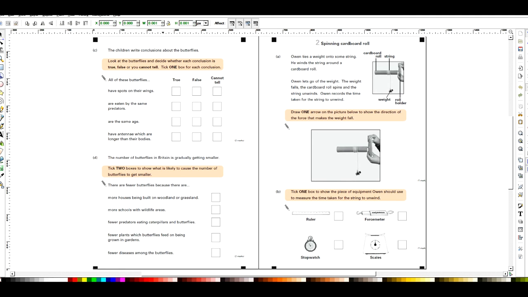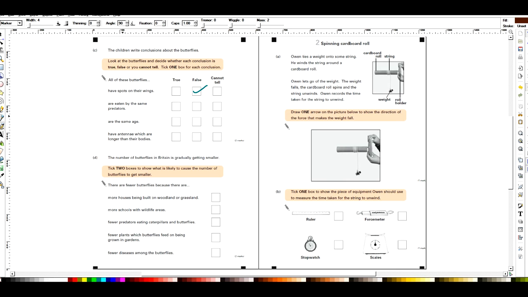So all of these butterflies have spots on their wings. By looking at the pictures, do they all have spots on the wings? No, it's false. Do all have spots on the wings? No, they don't. False. The common blue, we just looked at that one, doesn't have any spots, it's got no pattern at all.